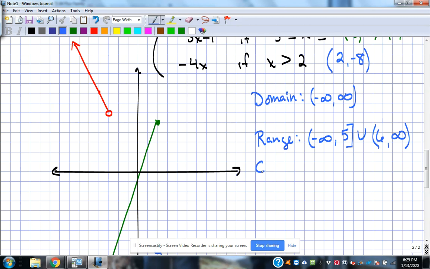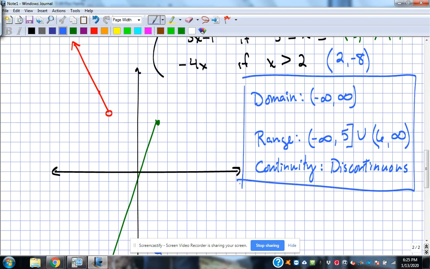What about continuity? Discontinuous, because we cannot trace it without picking up our pencil. There we go. My N's and U's look so much alike. I need to fix that somehow. Sorry about that.